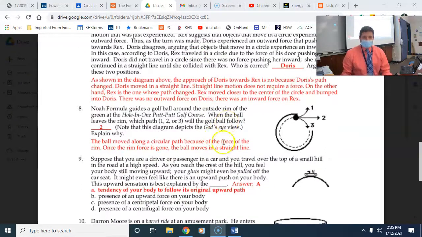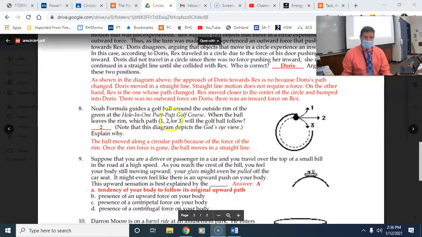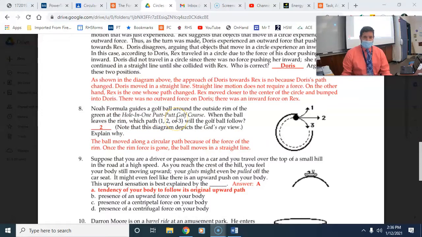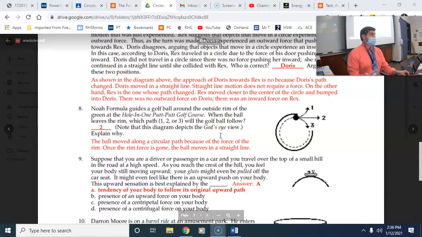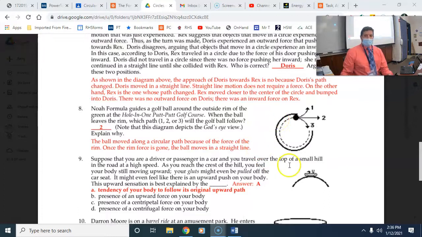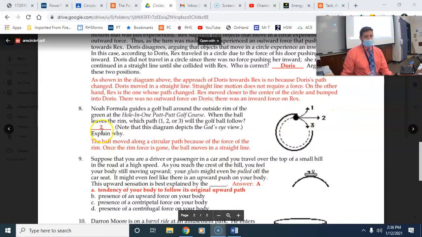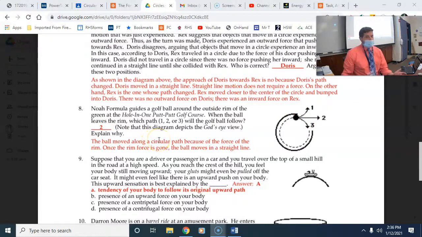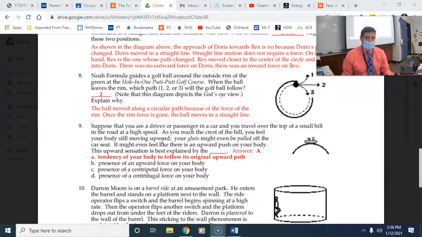Number 8. No formula guides a golf ball around the outside rim of a green at a putt-putt golf course. When the ball leaves the rim, which path would it follow? So this actually goes back to some old stuff. If it rimmed out, basically, as they'd say, right? It would follow path 2, because that's the one we described and reviewed earlier. That's tangent to the path in a straight line, right? So that's why 2 is correct. You could say anything wants to fly off in a straight line, specifically tangent to the path.